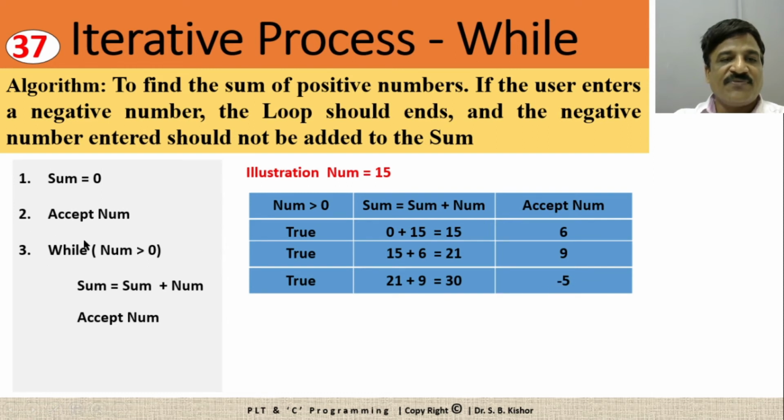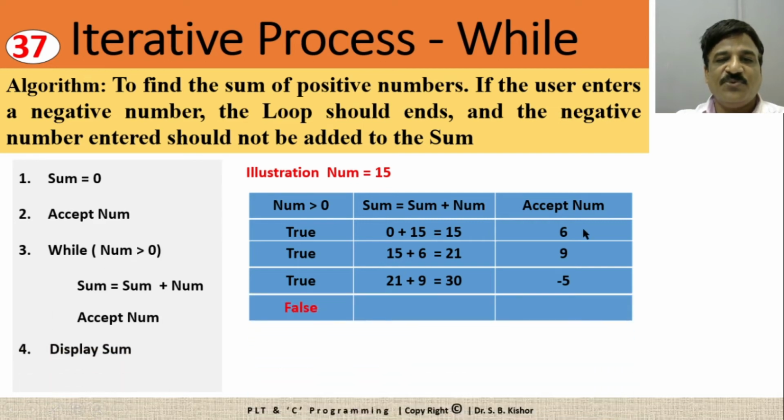Okay. So is minus 5 greater than 0? Now the condition is what? False. So the loop will terminate and now print the sum, that is what? 30, and stop. Now here we don't know after how many numbers someone is going to enter a negative number. Someone may enter the second number as a negative number, someone may enter a negative number after 100 numbers, someone may enter a negative number after 20. In our case, we have entered it after 3 numbers, that is 15, 6 and 9.